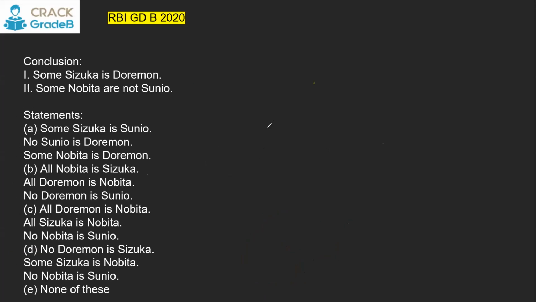Some Shizuka is Doraemon. We'll go with the options again, as it is again a reverse question. Some Shizuka is Suneo. No Suneo is Doraemon. Some Nobita is Doraemon. First, some Shizuka is Doraemon. No.